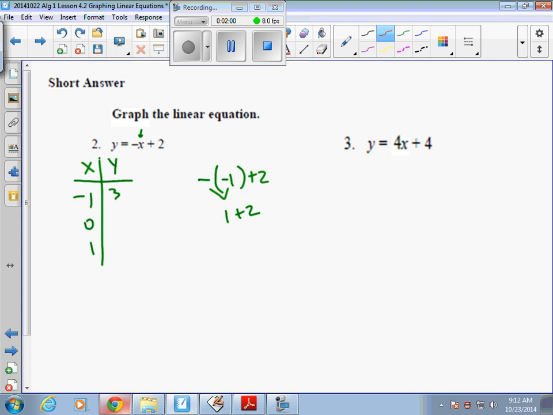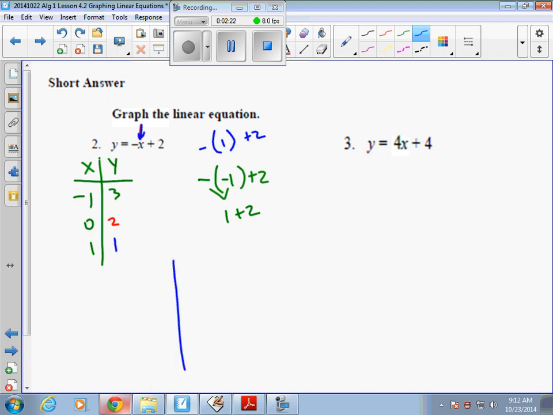The next one, when you plug in 0, it doesn't matter what kind of negatives or positives you multiply by 0, you still get 0. That plus 2 is 2. And then for the last one, when you plug in 1, it becomes negative 1 plus 2, which is the same thing as 2 minus 1, which is going to be 1. So we have a set of 3 ordered pairs here.